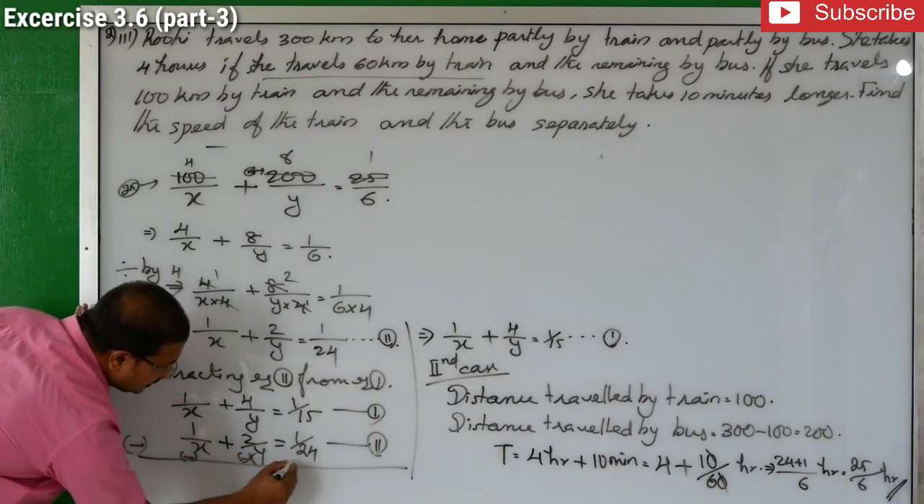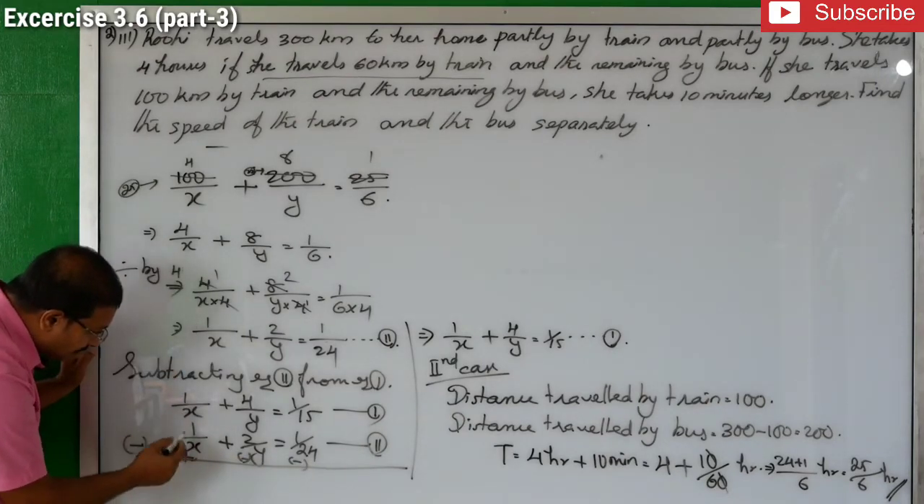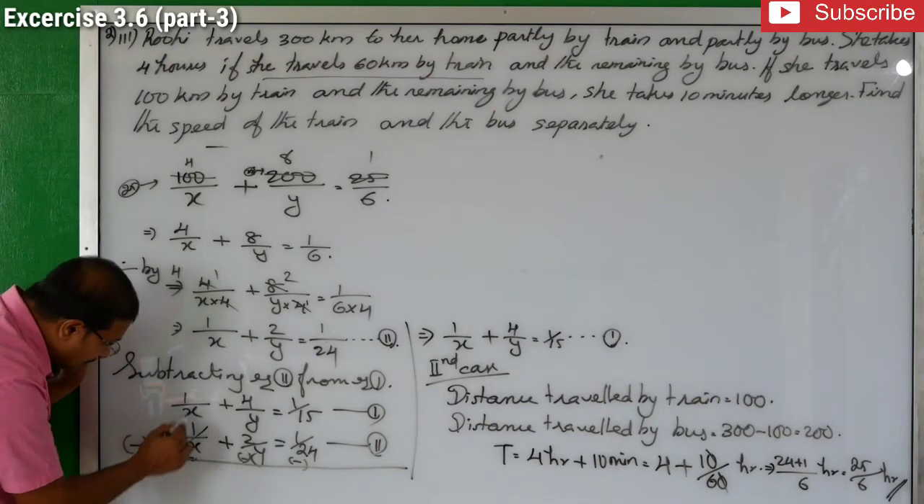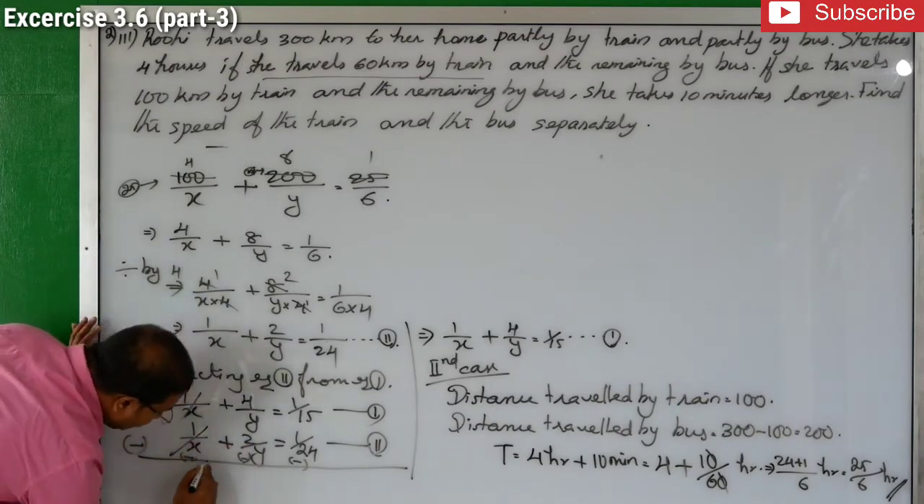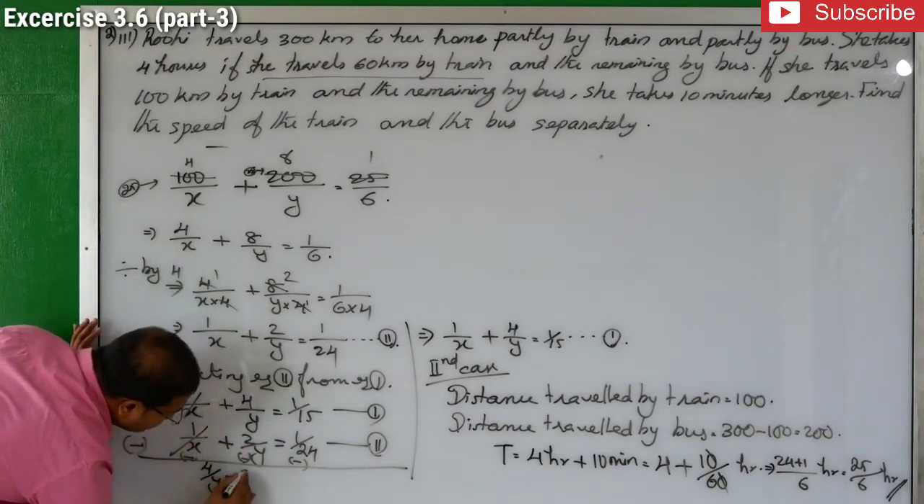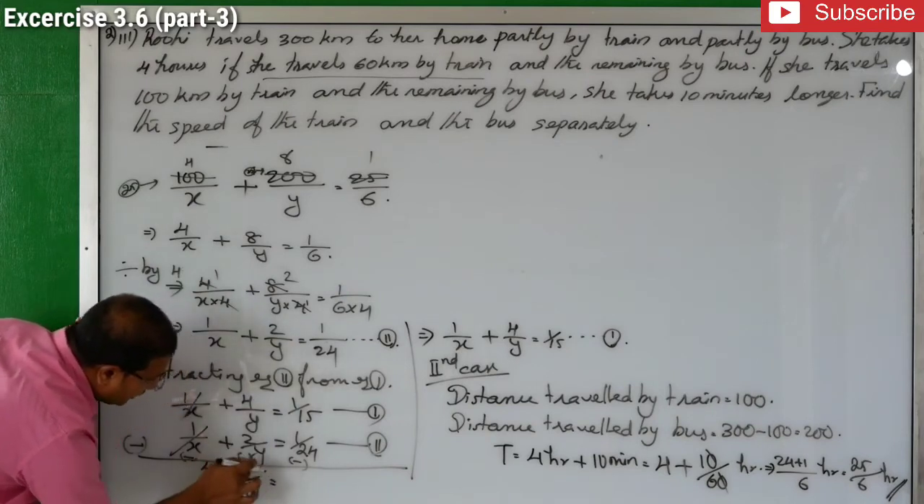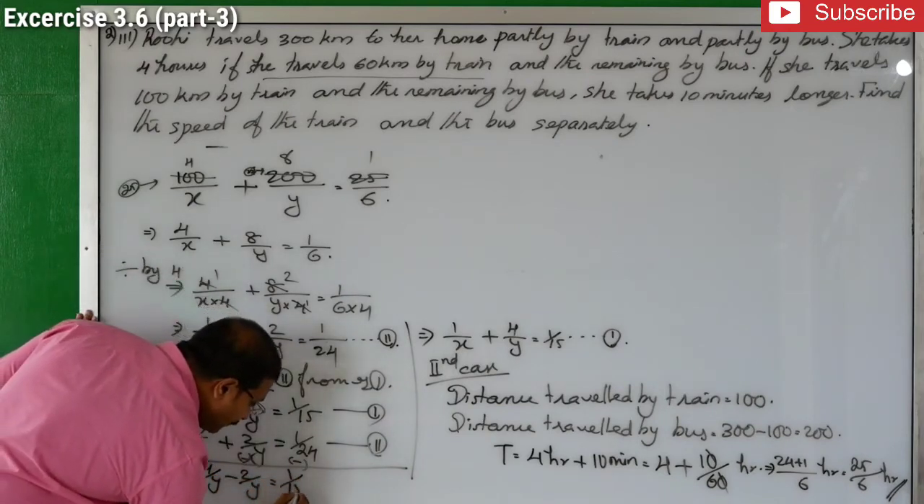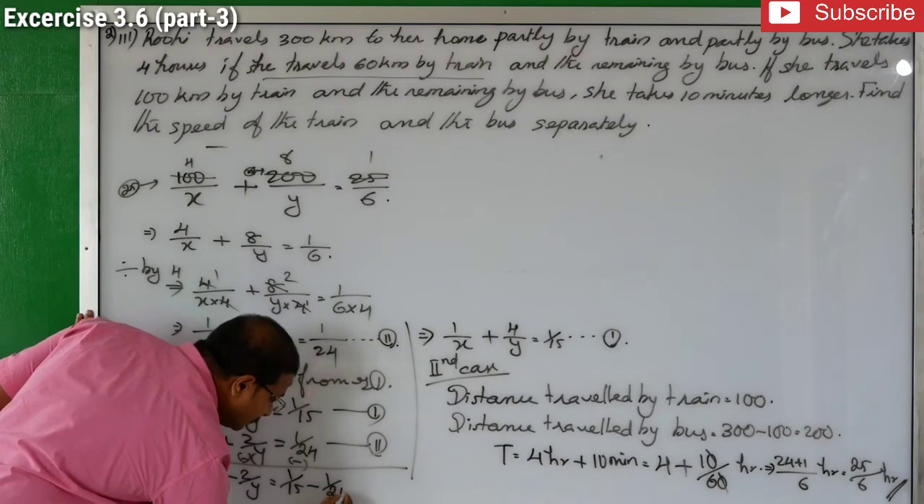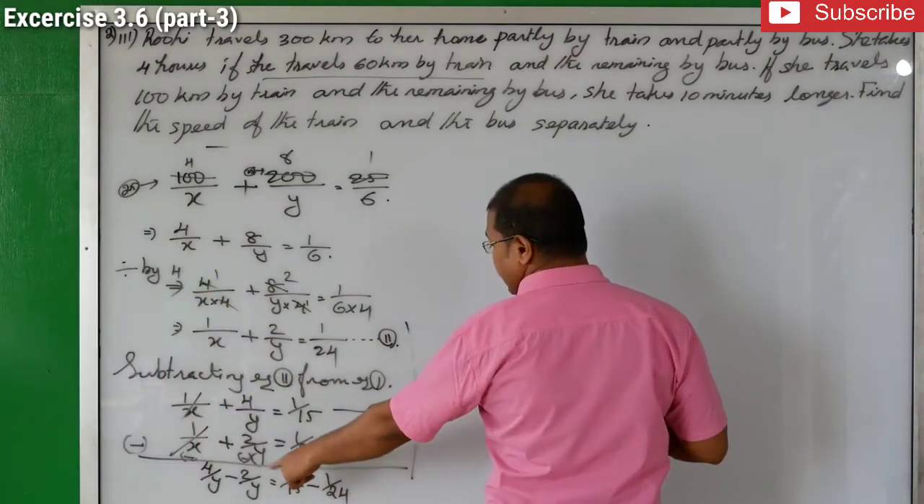Here will be minus, here also minus. See, 1 by x minus 1 by x, what will happen? Will cancel, isn't it? Then the balance, what is that? 4 by y minus 2 by y equals, this minusing, 1 by 15 minus 1 by 24. So we got it now.